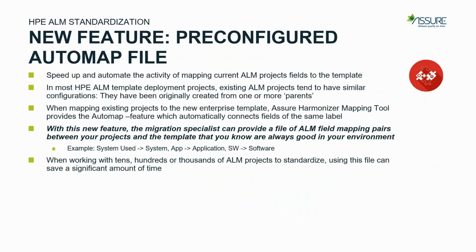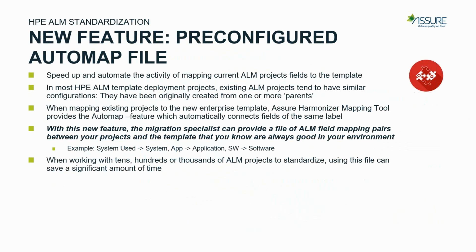Because in most of the HPALM ALM projects, they tend to have similar configurations at some level, because they've originally been created from one or more parent projects. So whenever we map existing projects to the enterprise template, the automap feature automatically connects fields of the same label, and with this pre-configured mapping file, we can extend this activity.